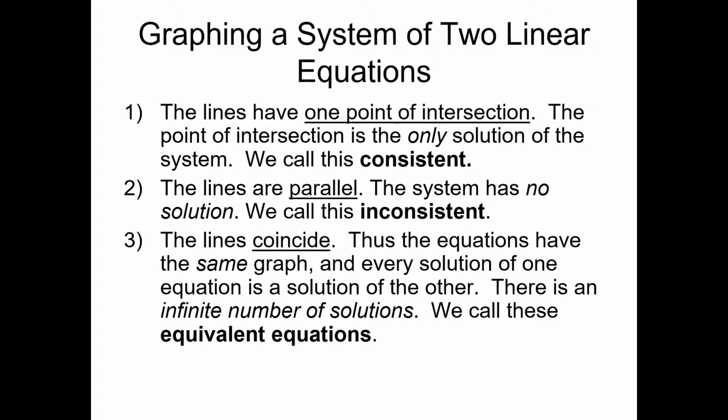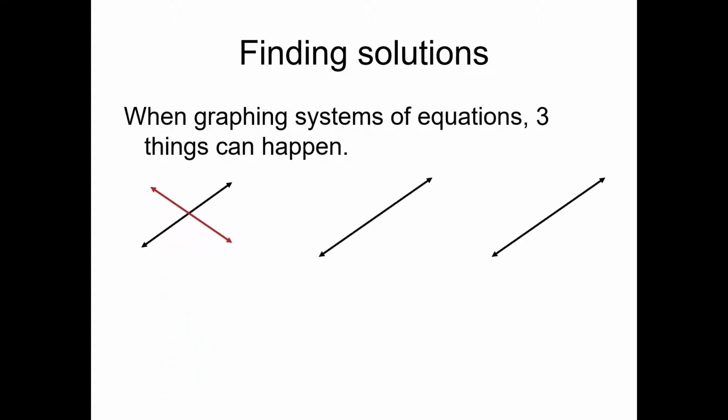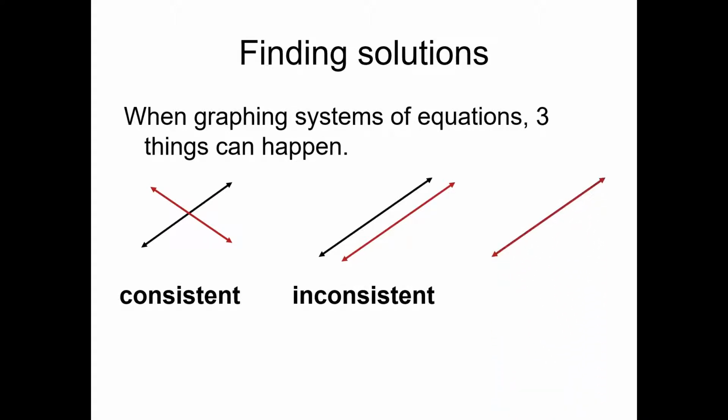And there are also systems where the lines coincide. That means the lines are literally the same line. And if they're the same line, then they have infinite solutions. So you really have three options here. You've got an option where there's one point, all the points, or none of the points. One, none, all. That's it.